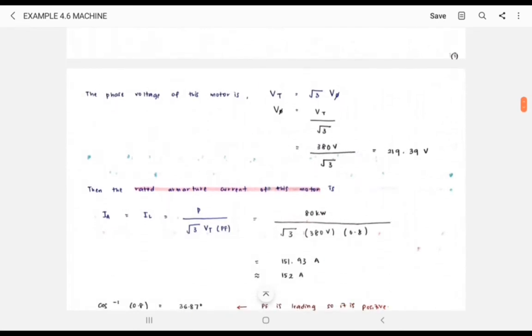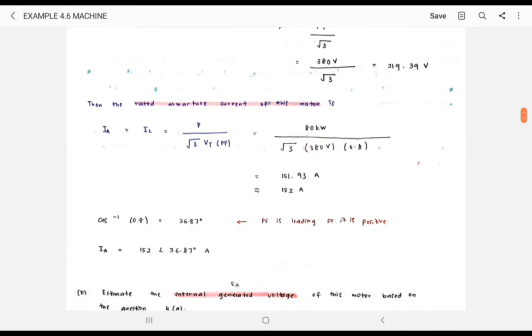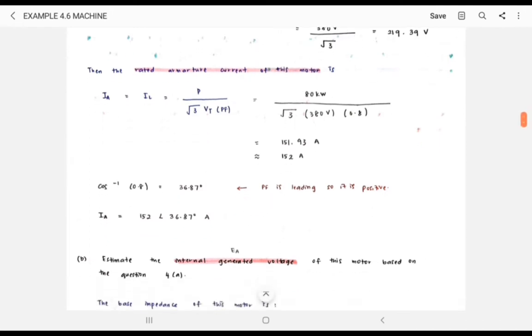Next, we're going to find the value for V phase. We're going to use this formula, Vt over root 3. Then we will get 219.39 volt. Then the rated armature current of this motor is IA equals IL equals P over root 3 Vt PF. The answer we will get is 152 ampere. The power factor is leading, so the angle is positive. The final answer for IA is 152 at 36.87 degree ampere.